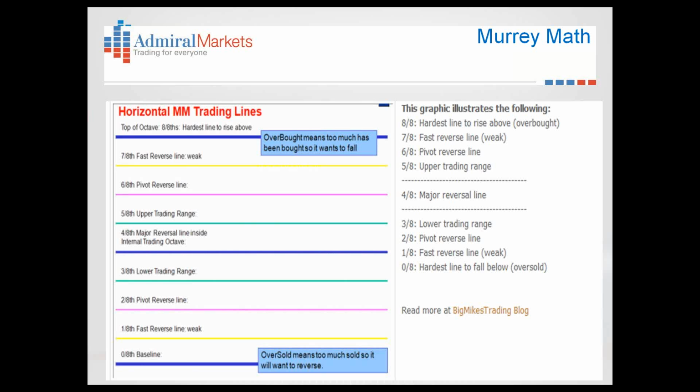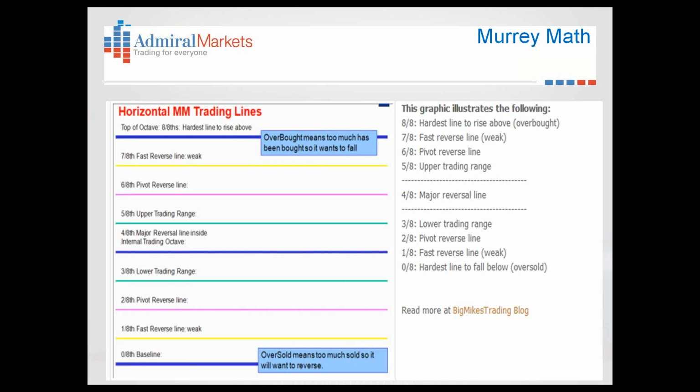Price tends to consolidate on these levels before falling to 3/8 or rising to 5/8 beyond this trading range. So 3/8 and 5/8 are usually the trading range of the market. And like all support and resistance levels, when the price is in between two lines, the upper line is considered resistance and the lower line is considered support.